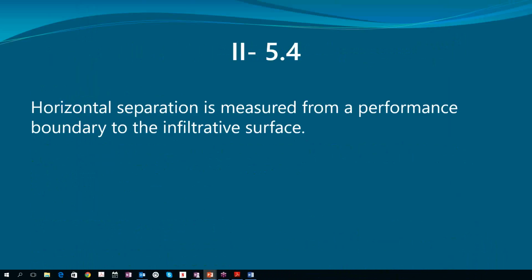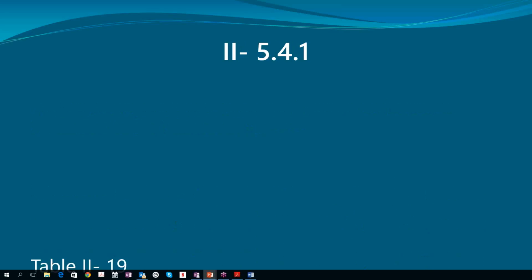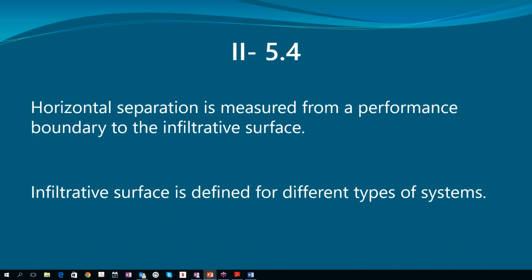Performance boundary is a well, a creek, a breakout point, interceptor drain, and so on. And the infiltrative surface is defined in that section for different system types. Generally, it's the edge of the trench or the bed. All that stuff about minimum basal area of sand mounds, it's still there in terms of designing the thing, but not for measuring horizontal separation. By the way, that's the new term, is horizontal separation, not setbacks.